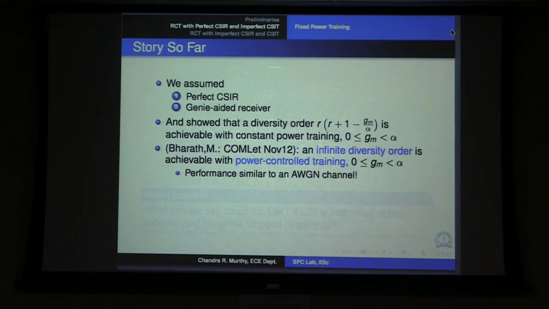We've also been able to extend this to the case where you have an average power constraint on the reverse channel training as well. So our training signal had a constant power in what I showed you earlier, but you could also consider an extension where the reverse training has an average power constraint on it. And what we are able to show there is for the same range, that is GM between 0 and alpha, you can actually achieve an infinite diversity order. In other words, you can achieve a performance similar to an AWGN channel if you use power controlled reverse channel training.